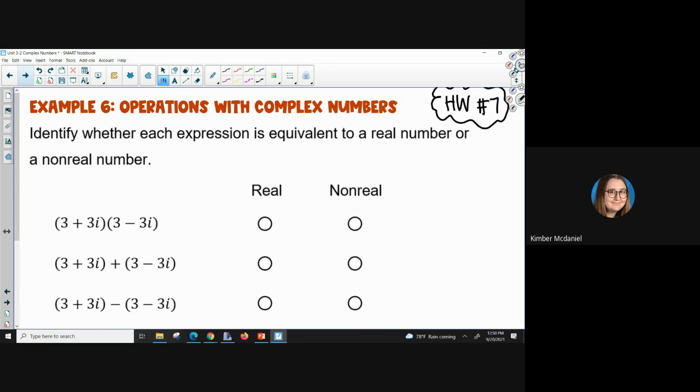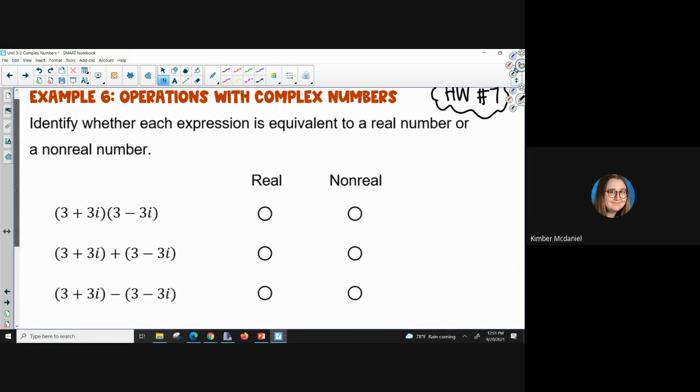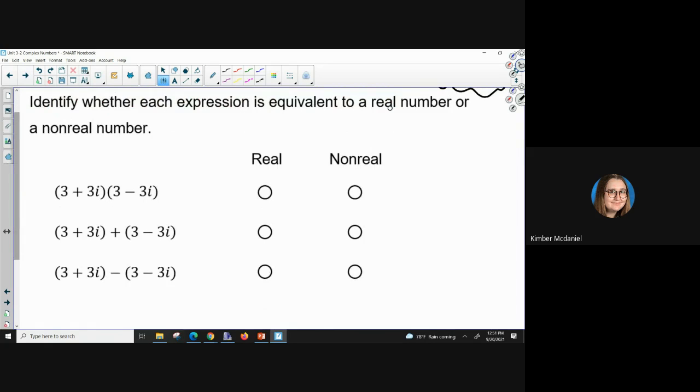Now, this is the other question that I was saying is popular on the EOC. Specifically, I think it was one of the first few from this past year's EOC that looked like this, where they give you 3 expressions and all they wanted to know is whether it is real or non-real. Okay. So this one says, identify whether each expression is equivalent to a real number or a non-real number. So what we're going to do is simplify each answer choice, and then choose if it's real or non-real.